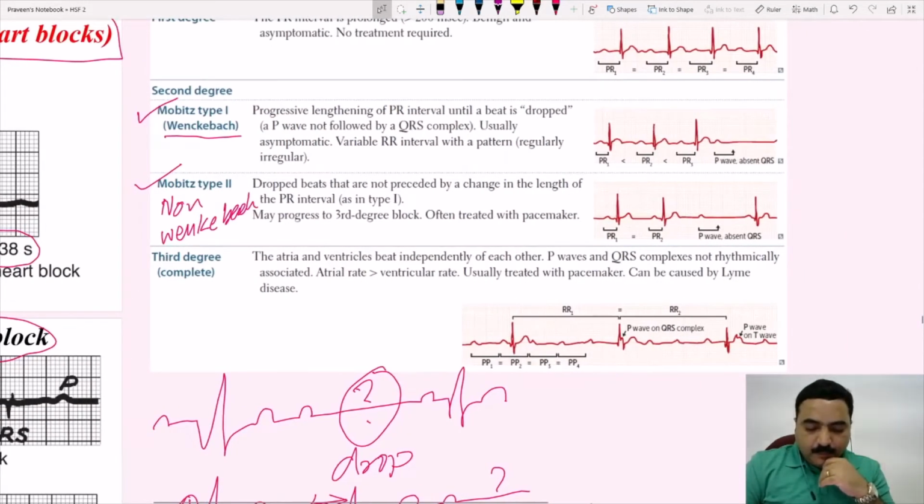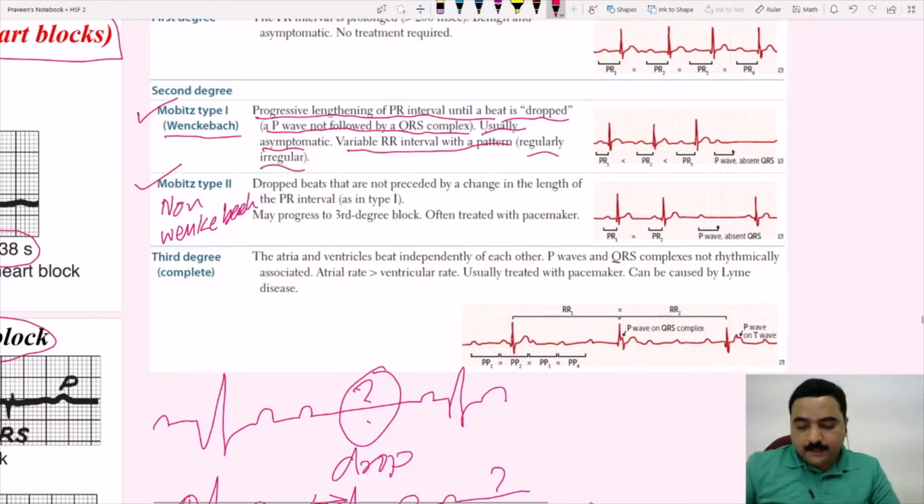So there will be progressive lengthening of the PR interval until a beat is dropped, a P wave not followed by a QRS complex. That is the basic for second degree. This is usually asymptomatic, but with a variable RR interval, a pattern that is regularly irregular. You will see over here that PR1 is smaller than PR2, and PR2 is smaller than PR3. You can see the progressive increase in the PR segment and then a drop in the QRS complex.